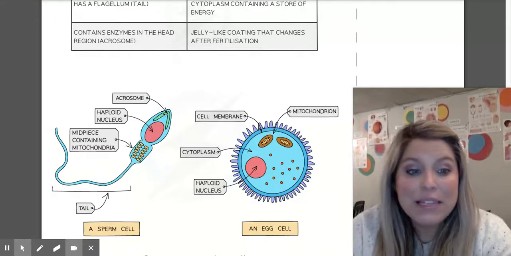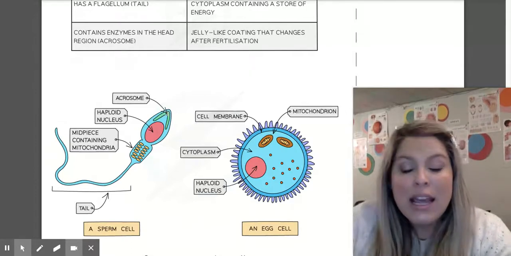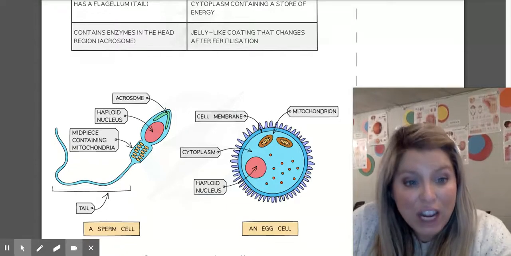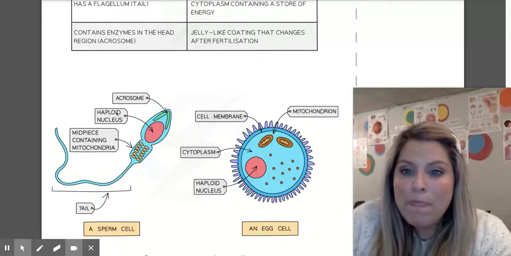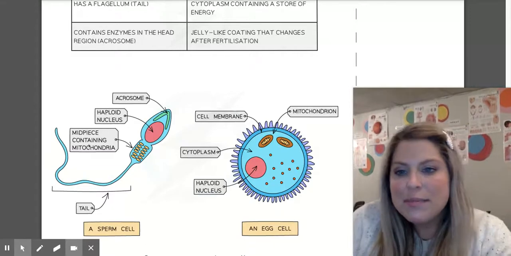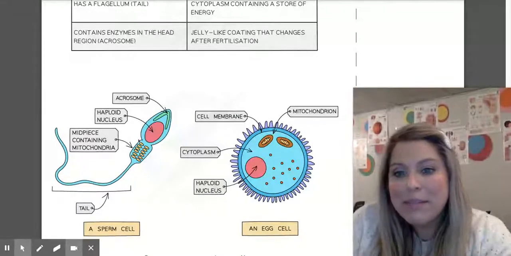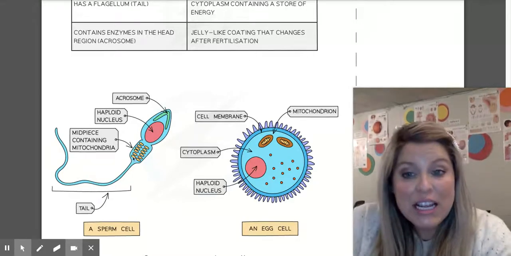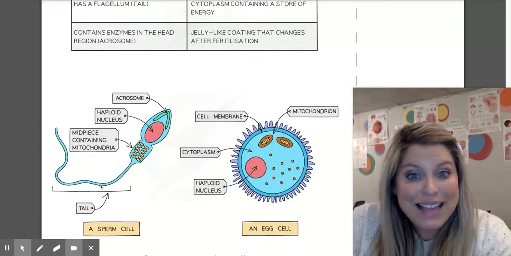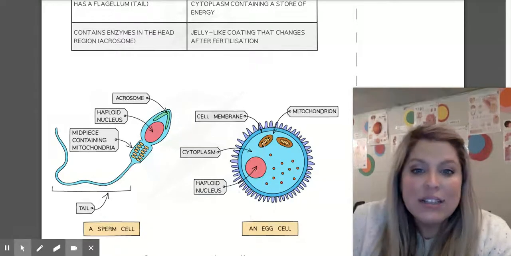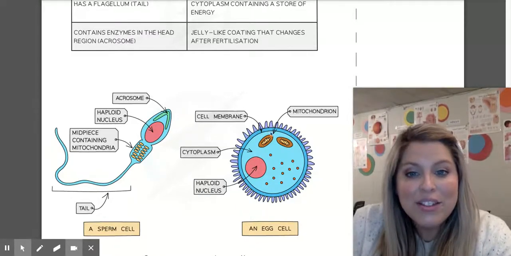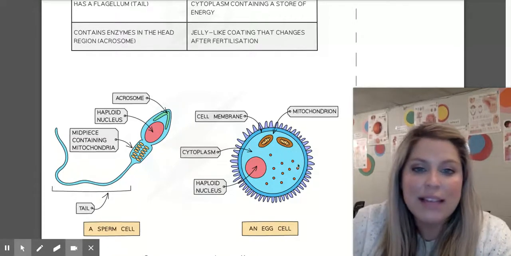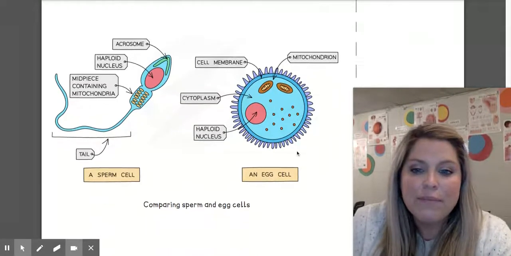Here's that acrosome tip that's filled with enzymes to break down the ovum's first layer, the cell membrane. It's a haploid nucleus, which we'll discuss. And then, of course, the mid piece containing many, many mitochondria for increased energy, for locomotion, for the sperm's tail. And then the egg cell. You've got your cell membrane, of course, that haploid nucleus, lots of cytoplasm, and of course, the mitochondria.